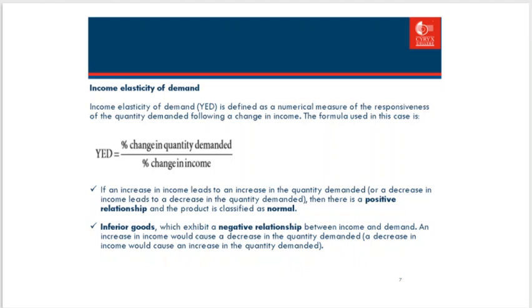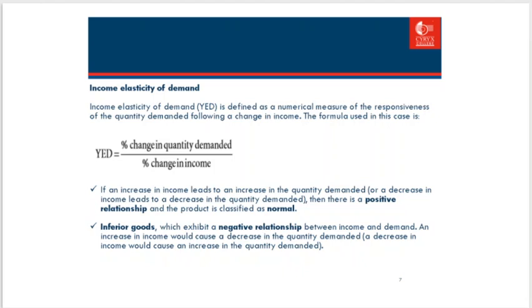Inferior goods exhibit a negative relationship between income and demand. An increase in income would cause a decrease in the quantity demanded. A decrease in income would cause an increase in the quantity demanded. If we are calculating income elasticity of demand, there will be two relationships, positive and negative.